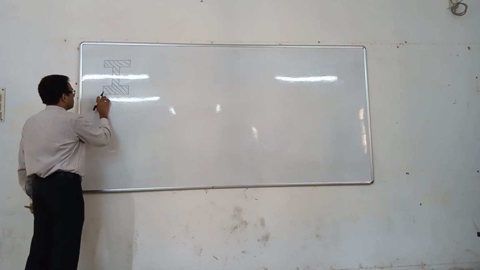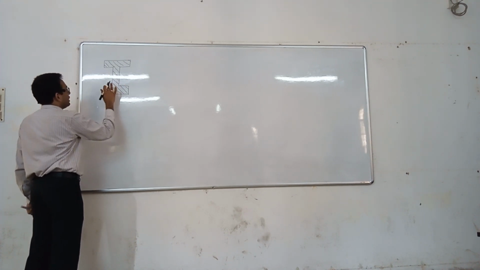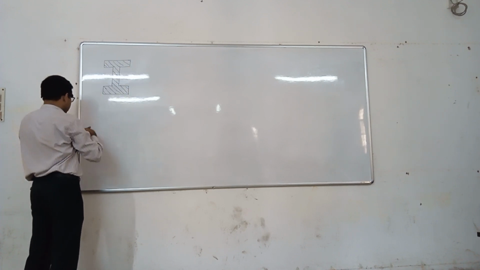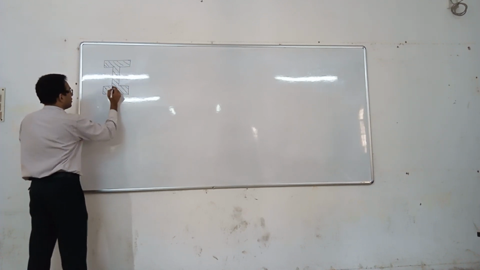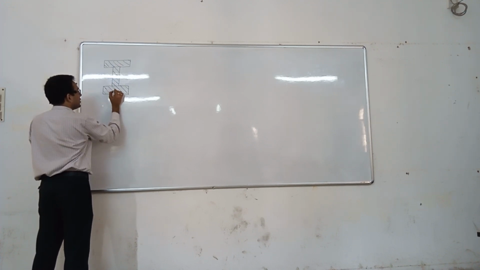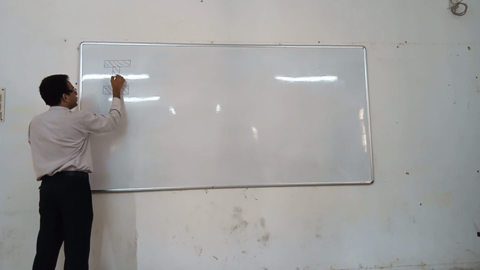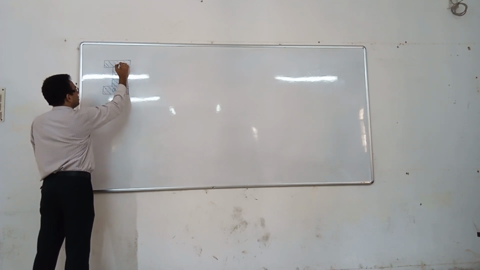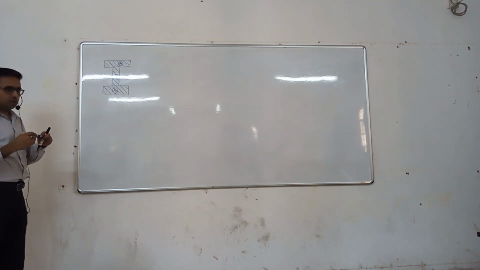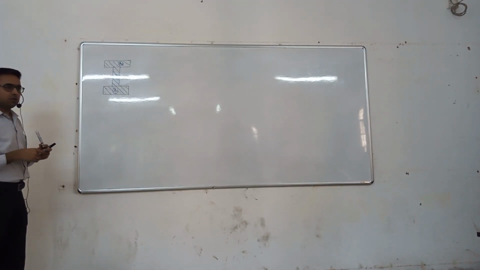Okay, so you can take 1, 2, 3. You can split this like this: A1, A2, A3. You can do it like this, right? You can easily calculate.